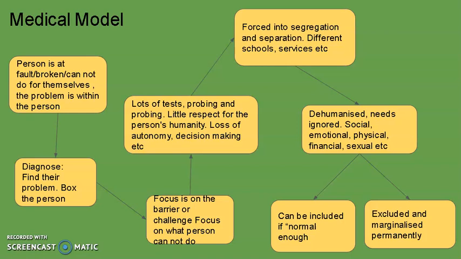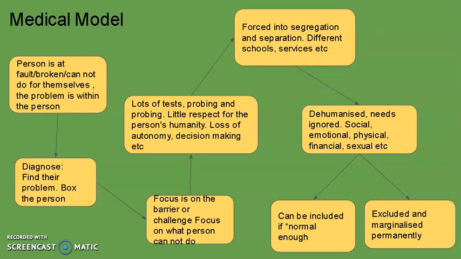in society. It says that the person is at fault. They cannot do things for themselves. The problem is within them. So they are, and I'm going to use the word that has been used in the past, they are disabled. So therefore they don't have the ability to do what needs to be done. Then we diagnose their problem. We say they are this. We put them in a box. You are a blind person, you are a deaf person, you are a disabled person, whatever the case is.